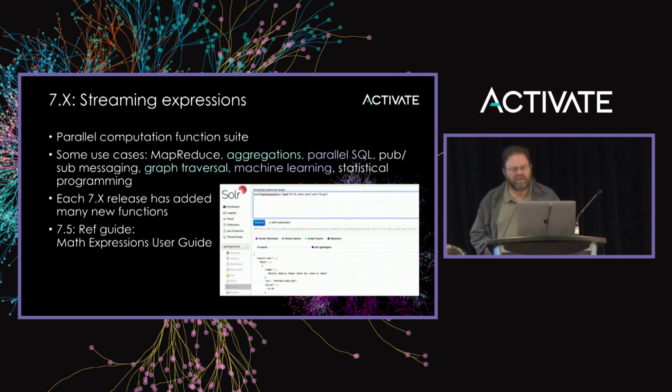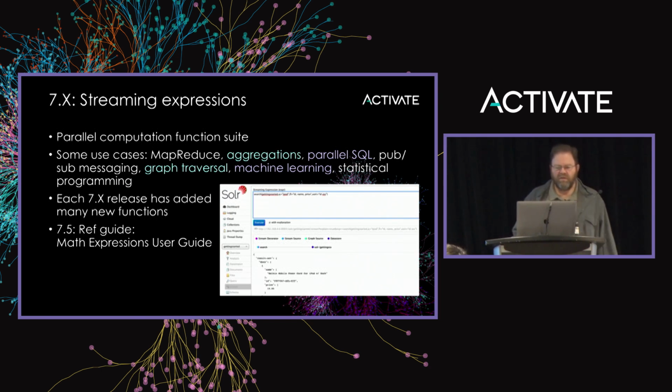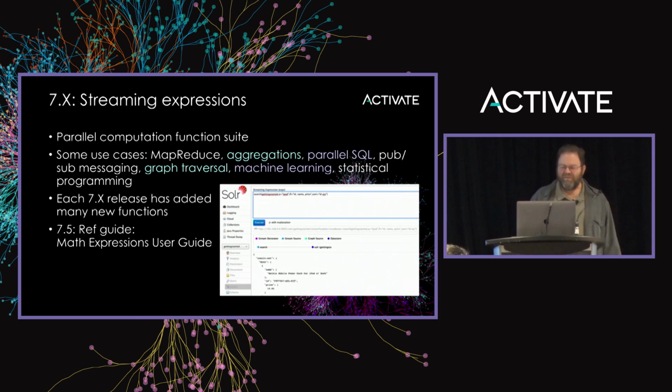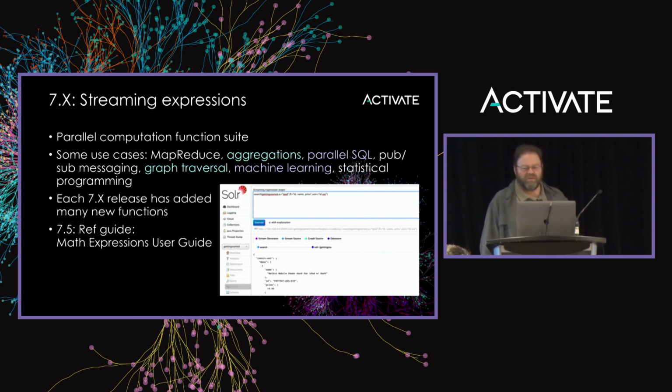Next topic for 7.x is streaming expressions. I'm not going to go into what streaming expressions are. They are a multitude. Some use cases for this parallel computation function suite are MapReduce aggregations, parallel SQL, pub/sub messaging, graph traversal, machine learning, statistical programming. Each release in the 7.x line has added many new functions, and in 7.5, the ref guide added a math expressions user guide.